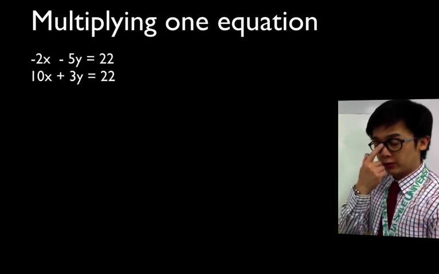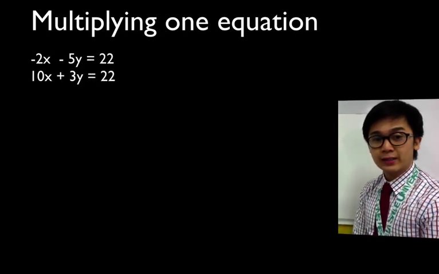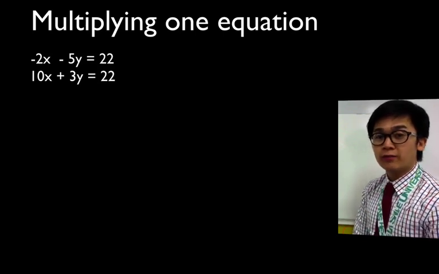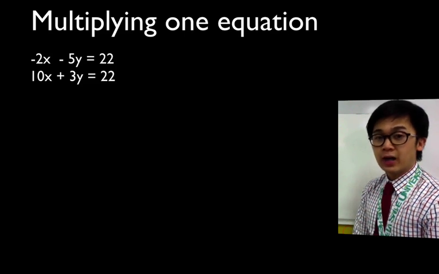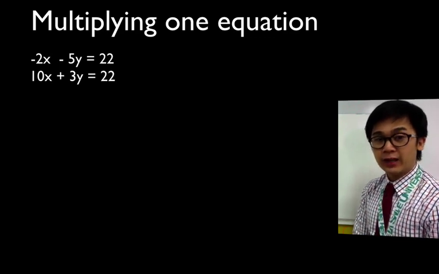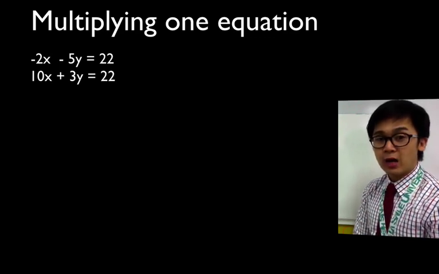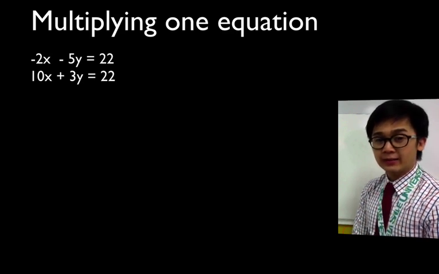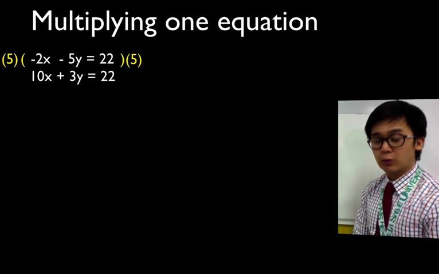So for this linear system, which is negative 2x minus 5y is equal to 22 and 10x plus 3y is equal to 22, in this method, I'm going to change one of the equations by multiplying a constant to either line 1 or line 2 to be able to eliminate one of the variables. And by observation, I know that I can multiply 5 in line 1 so I can eliminate 10x, or the variable x. And that's what I'm going to do.